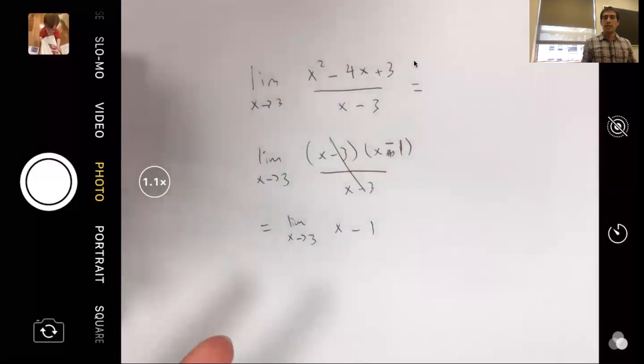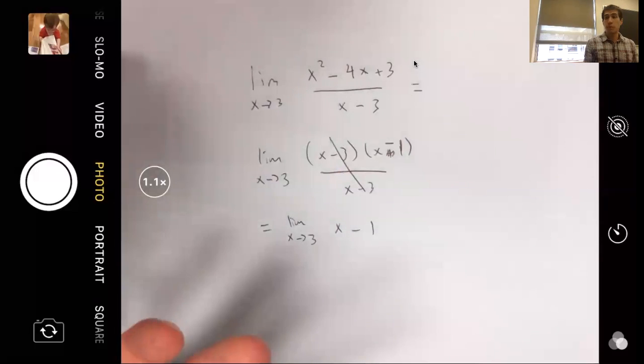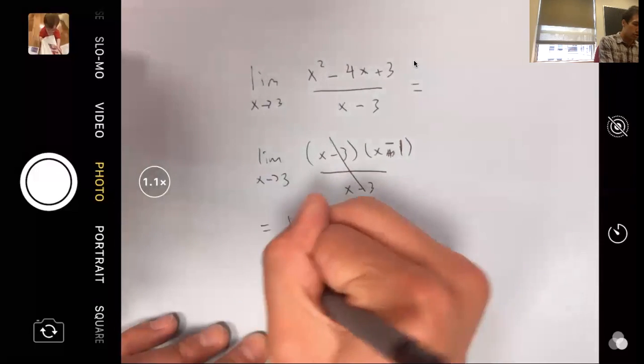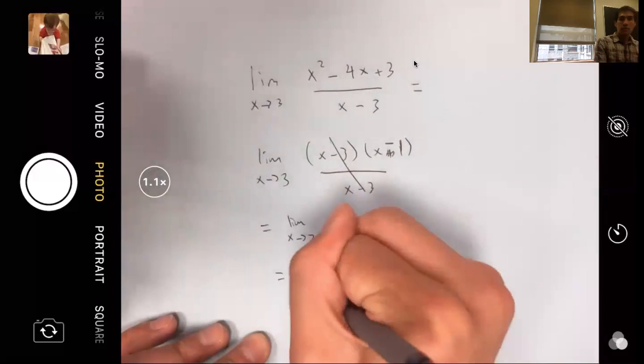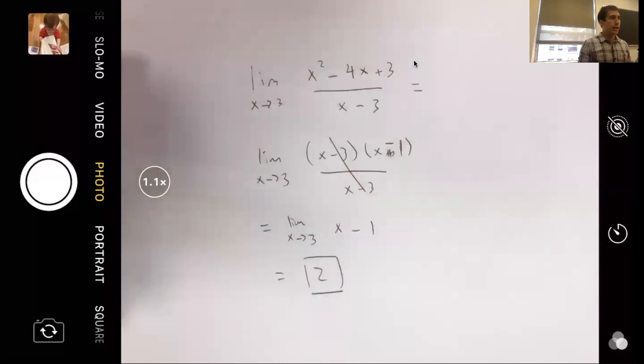And now this is a continuous function. So now to evaluate this limit, I can just do the first step, which is just plug in x equals 3. So this is equal to 2. And so using factoring and simplifying, in the beginning I wasn't sure what the limit was. I wasn't able to plug in. It's something tending to 0 over something tending to 0. But now with the simplification, it's a limit that I can just evaluate.